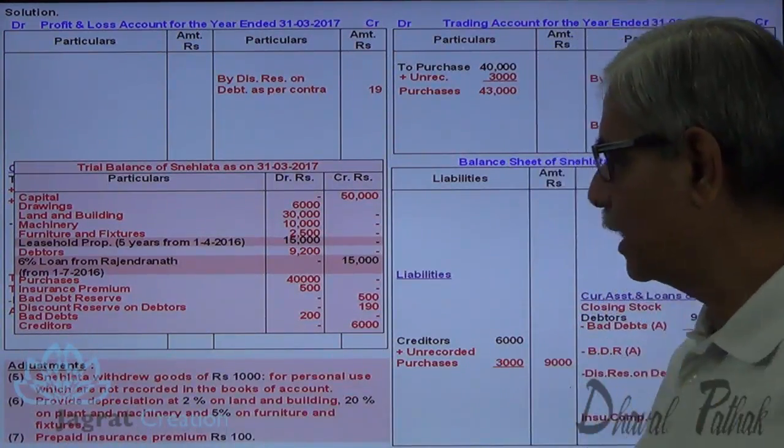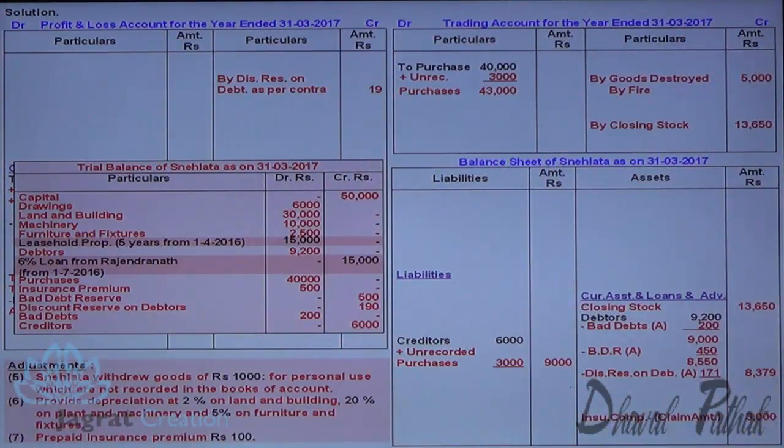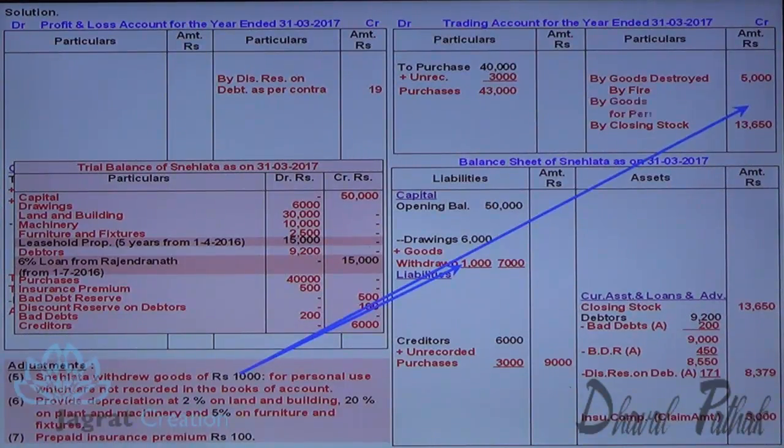Snehlata withdrew goods 1000 for personal use. So goods go out of the business, so trading account is to be credited and drawings are to be debited. So this is the capital, this is the drawings. There is an increase in drawings by 1000. So total 7000 is required to be deducted from capital and goods are withdrawn, that is credited to trading account, goods withdrawn for personal use. This is how two effects for these adjustments are given.